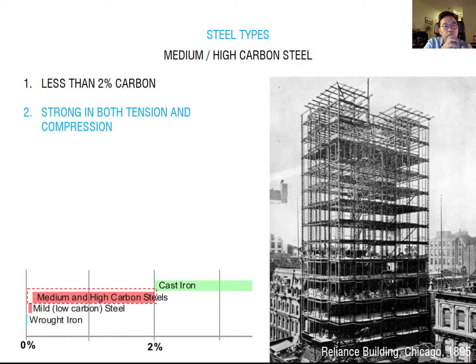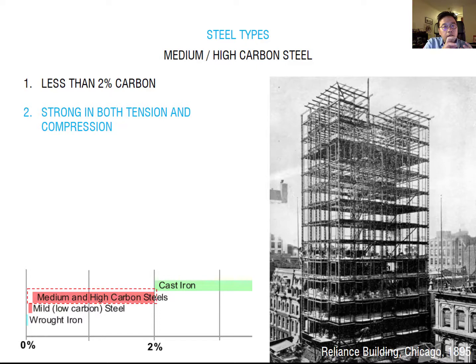It is strong in both tension and compression. Therefore, it became available for use in high-rise buildings in the early 19th century. In the project here, the Reliance Building in Chicago, they also used medium and high carbon steel for the structure. However, it is still too strong. It's still hard to work, so that's why it's only available for making this boxy building. However, just imagine contemporary architecture. It requires very complex structure members.